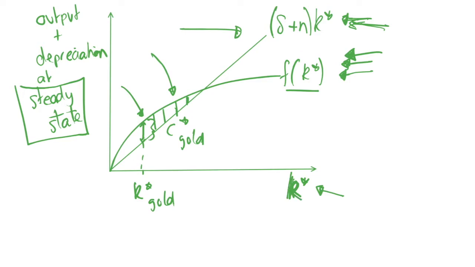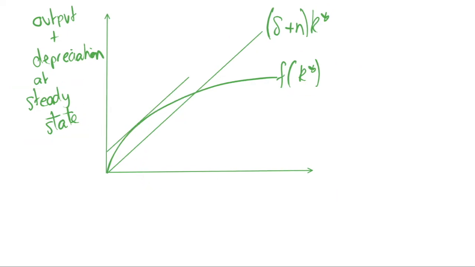We're talking about capital per capita at steady state. All of these combinations of K are all steady states. This is just the best one. This one has the highest consumption per capita. And as we said, that's utility, so you want to maximize that. So how do we find this level of capital per capita that maximizes consumption?